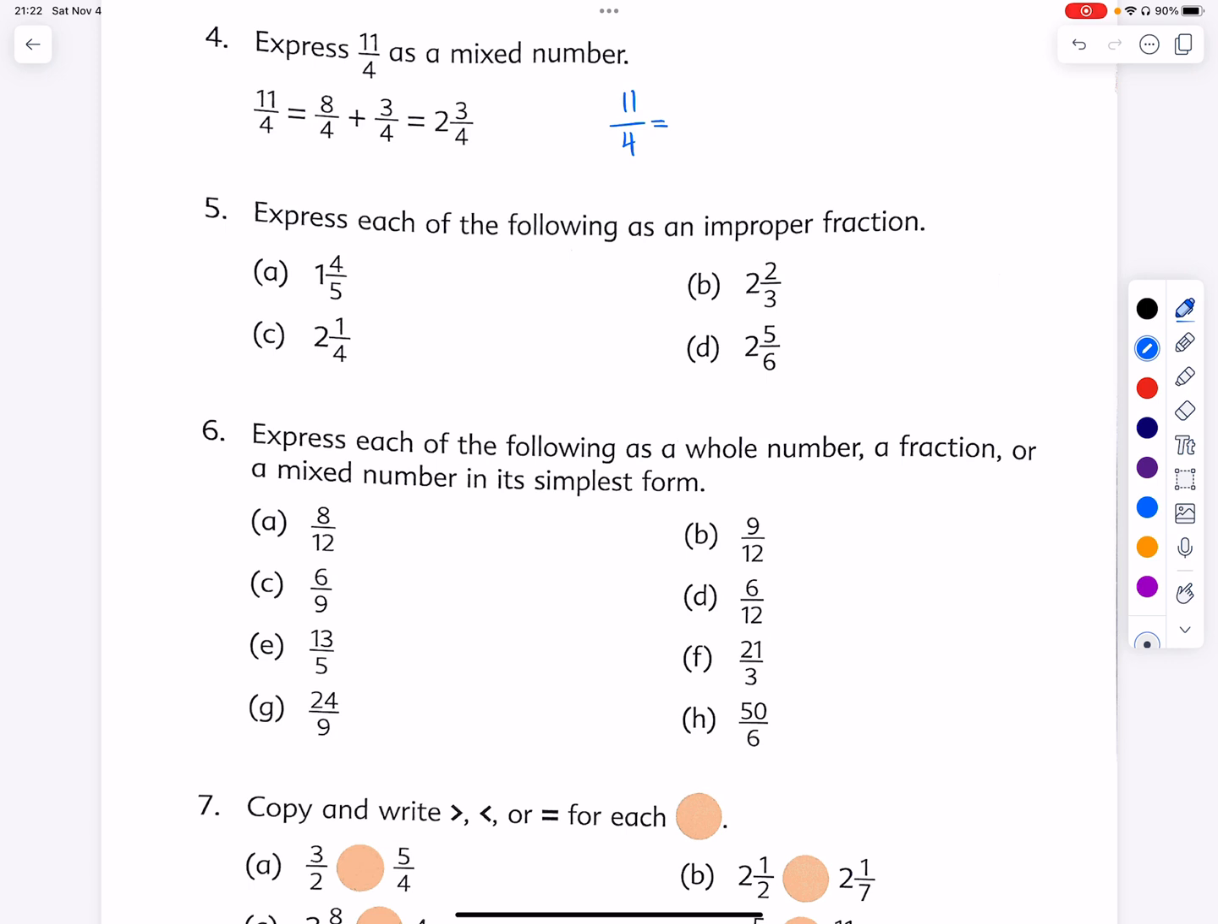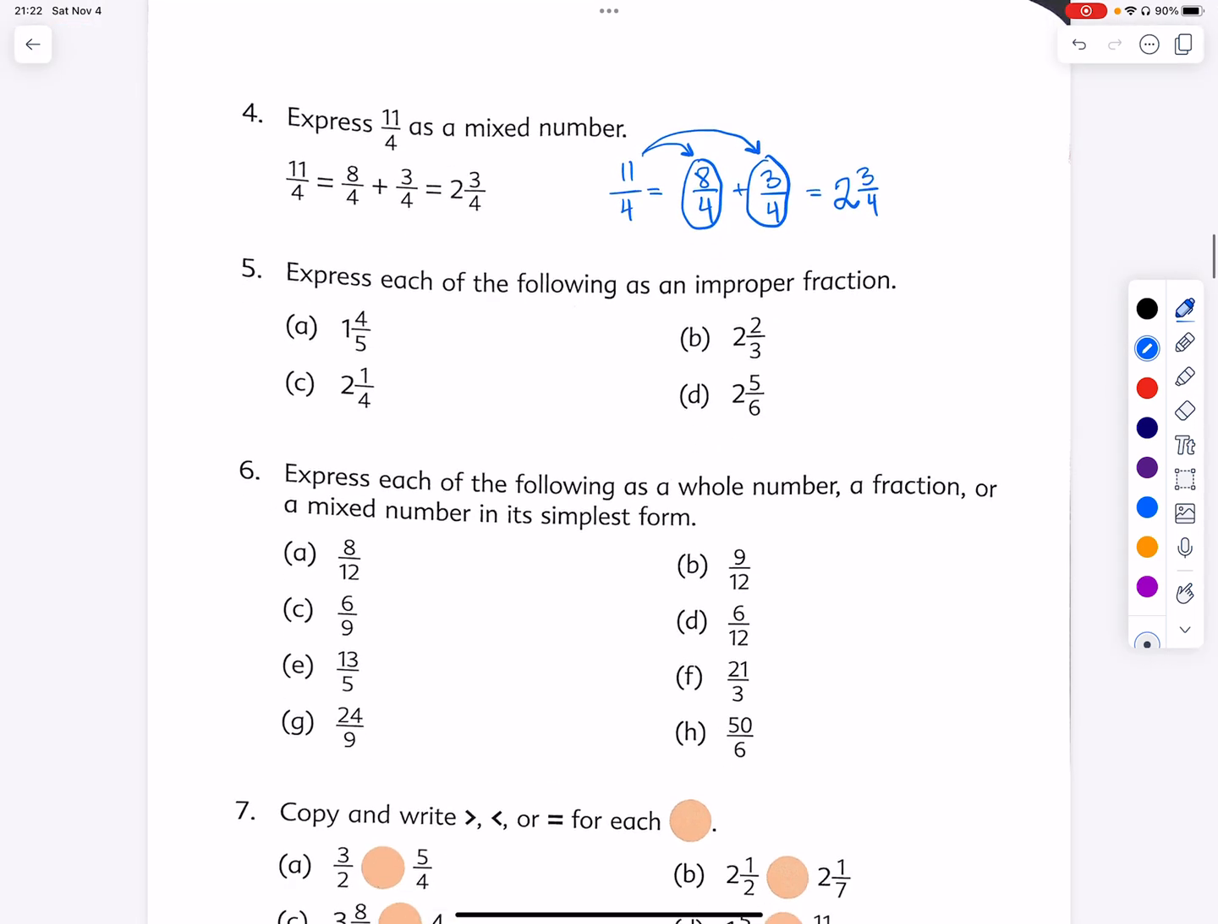I would say, how many times does 4 go into 11? Well, we know that 8 out of 4 would be 2 wholes, and the remainder is 3/4, right? 3 out of 4. So we can split 11 out of 4 into 2 parts. 8 out of 4 is just 2 wholes, and the remainder is 3/4. So we just went from an improper fraction into a mixed number. We said improper, we translated to mixed number.